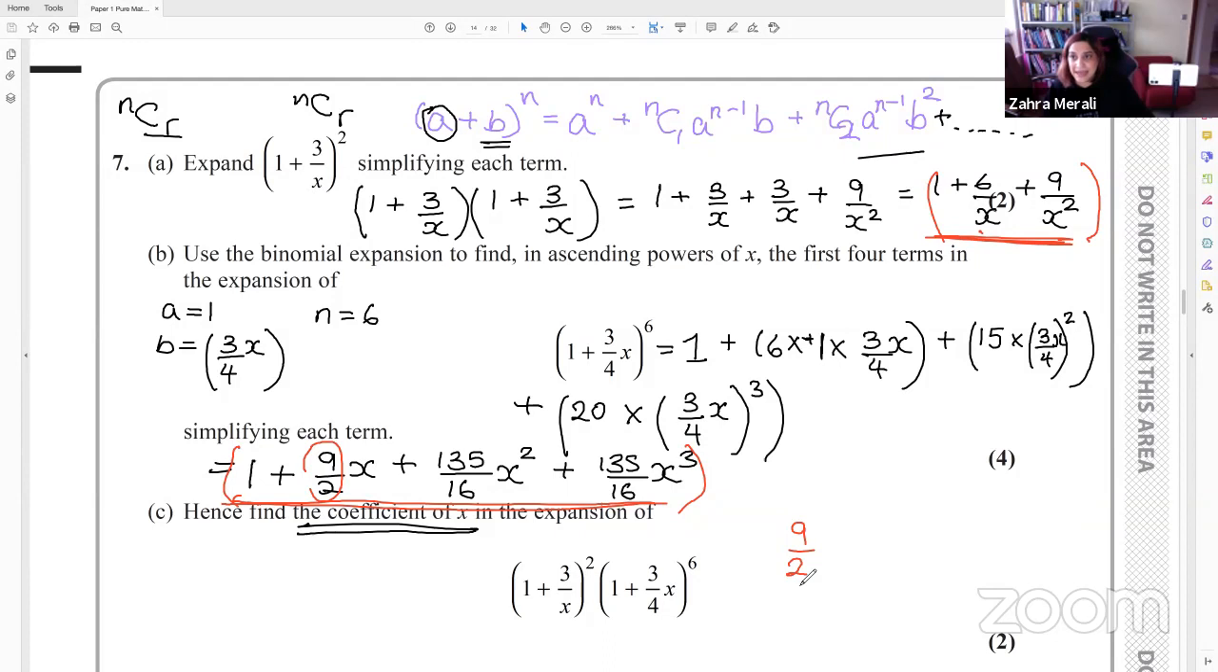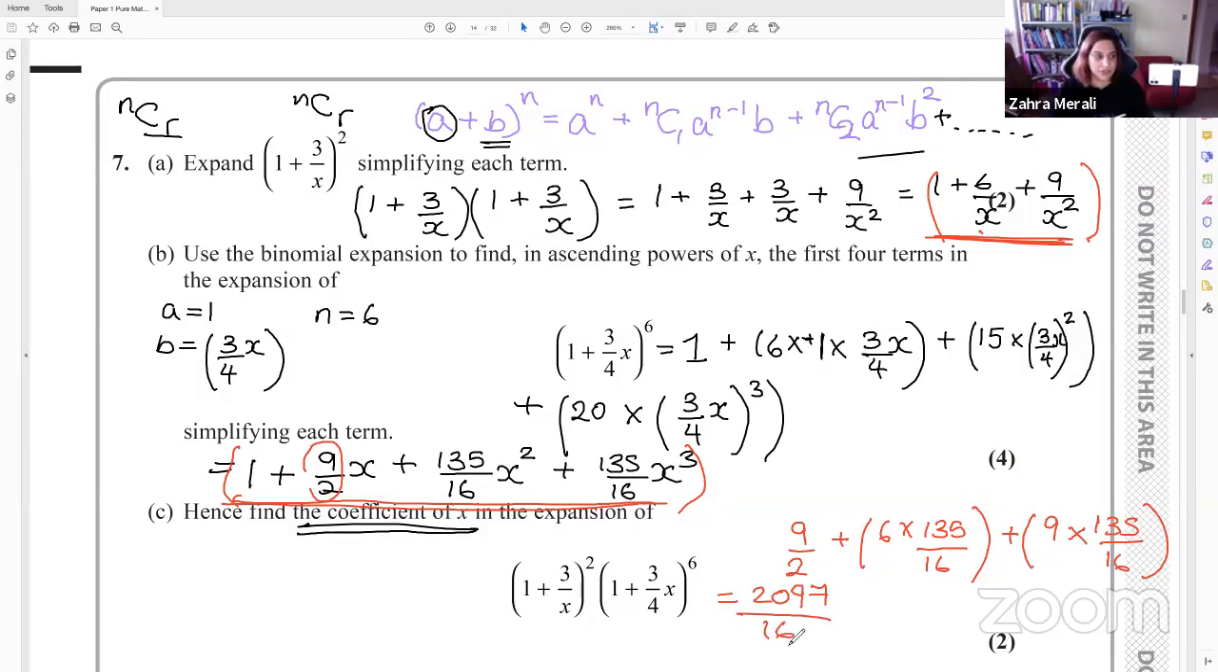If I times it by the next one along, it's going to cancel out the x's, and so there's going to be no x value. The next one along, the x and the x squared will cancel out to give me x. So I know I'm going to need 6 times 135/16. And for the 9 value, 9/x squared, we need to have 1 power higher to be able to cancel out. So that's also going to be the x cubed term. And when you stick that all in your calculator, you get this horrible number, but it's the answer. So you get 2097/16.